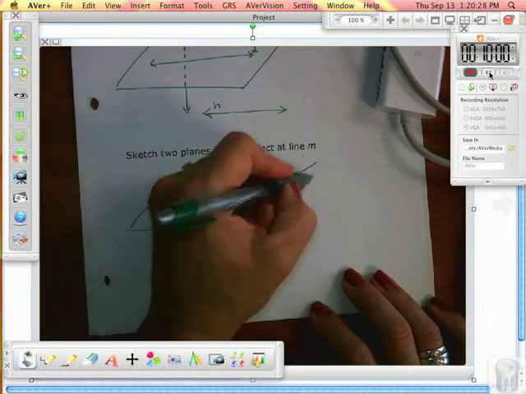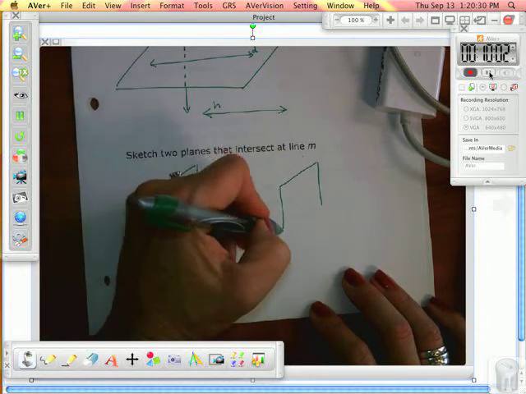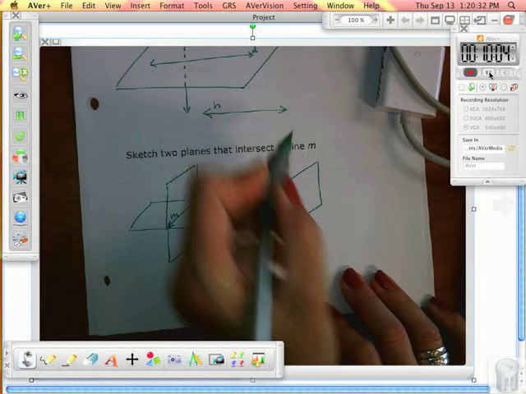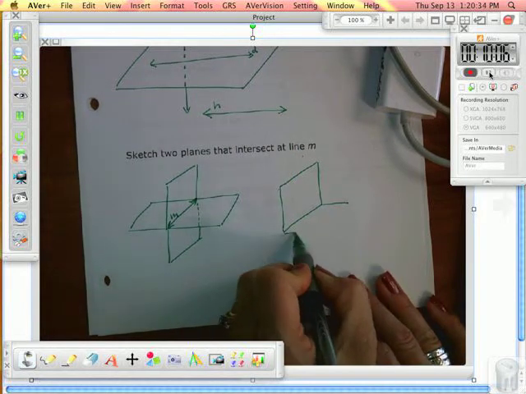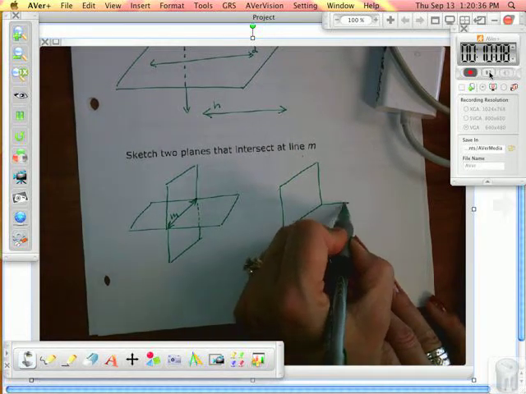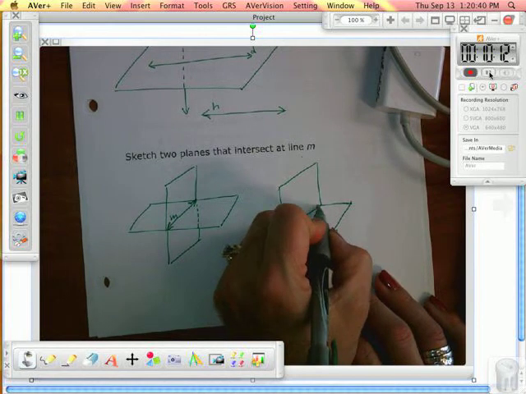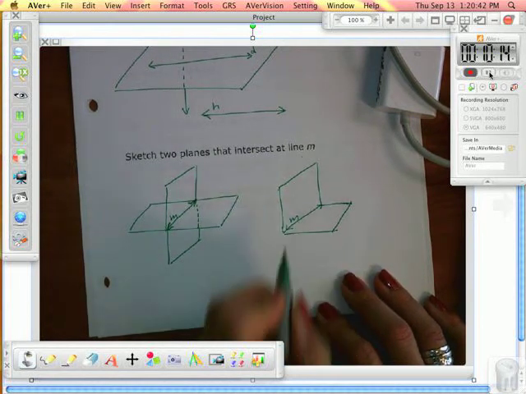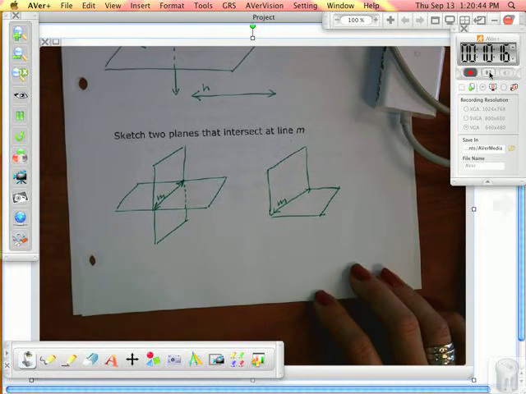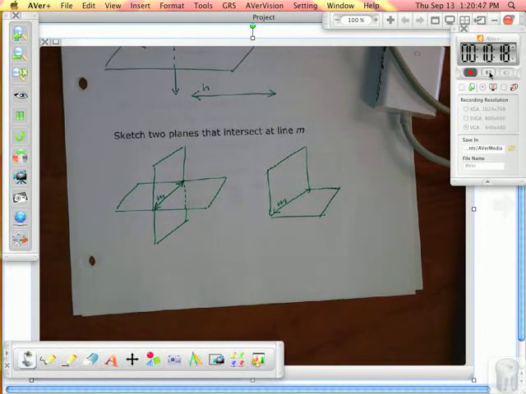I'm going to do the first part of it. Oh, wait, we have to do another one. One that's kind of like folded, sort of. And they intersect at line M. It's not pretty, but it's okay. That looks awesome.